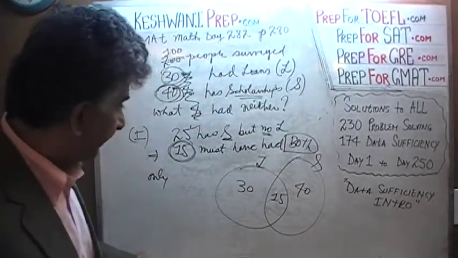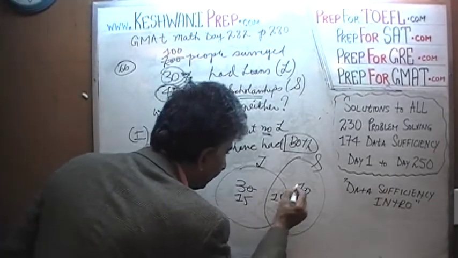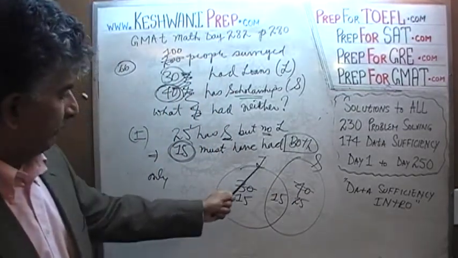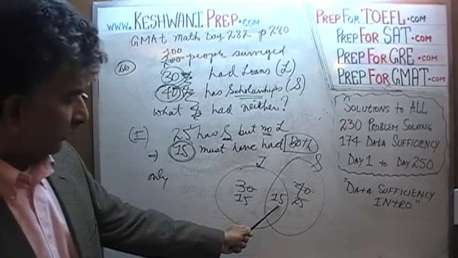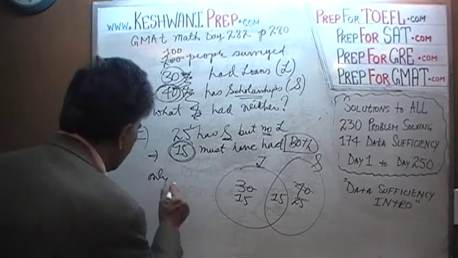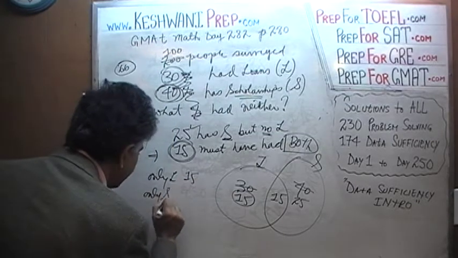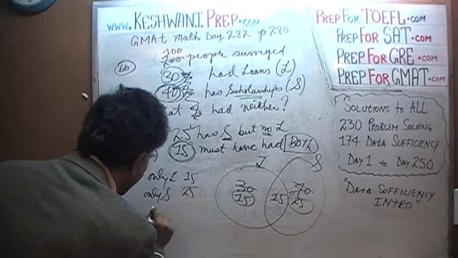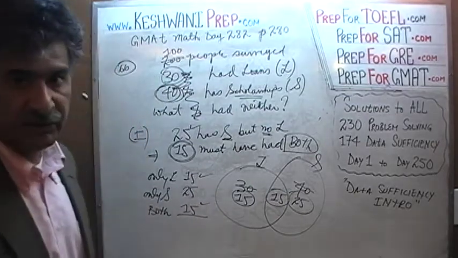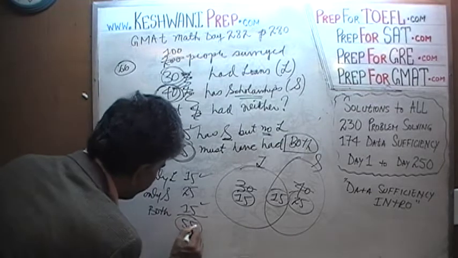As soon as we put the 15 in the common area there, we have to go and adjust these figures. So this 30 becomes 15 and this 40 becomes 25, which tells us that 25 people had only the scholarship. This tells us 15 people had only the loans and 15 people must have had both. So only loan we know now is 15. Only scholarship we know now is 25. And both is 15 right here. 15 plus 15 is 30. 30 plus 25 is 55. 55 is what we come up with total.